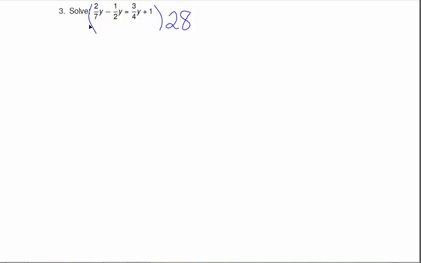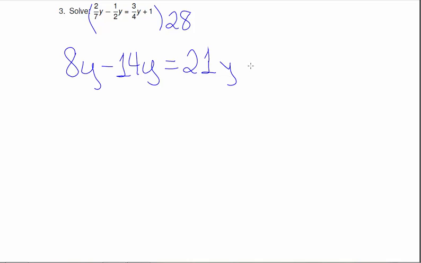28 times 2 over 7y. Well, 28 divided by 7 is 4, times 2 is 8y, minus 28 divided by 2 is 14, times 1 would be 14y, equal to 28 divided by 4 is 7, times 3 is 21y, and then 28 times 1 is 28. 8y minus 14y would be minus 6y, is equal to 21y plus 28.